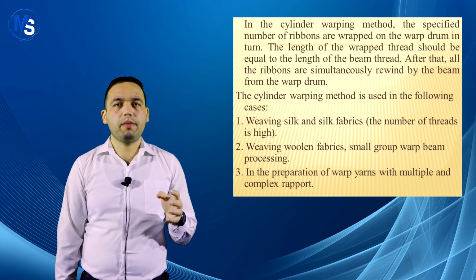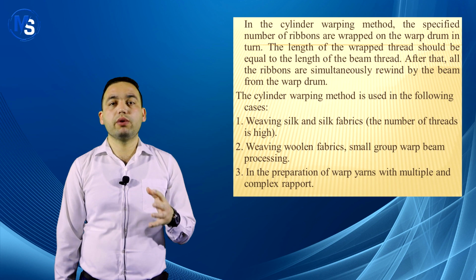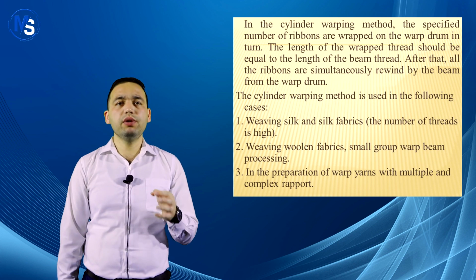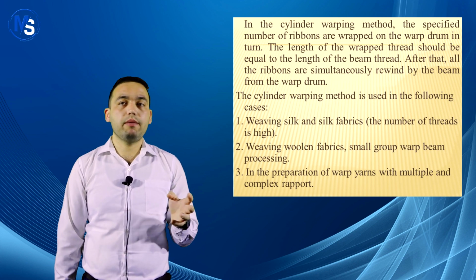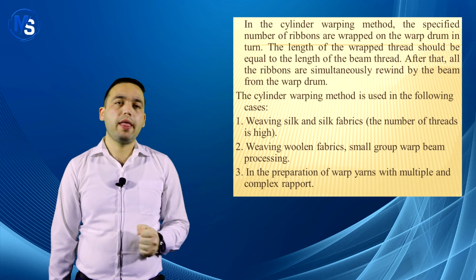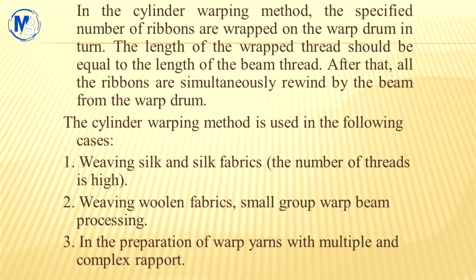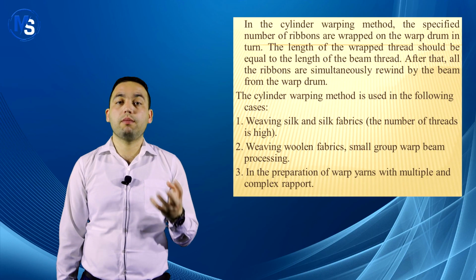The cylinder warping method is used in the following cases: weaving silk and silk fabrics where the number of threads is high, weaving woolen fabrics, small group warp beam processing, and in the preparation of yarns with multiple and complex wrappers.